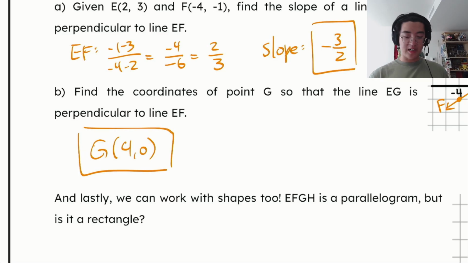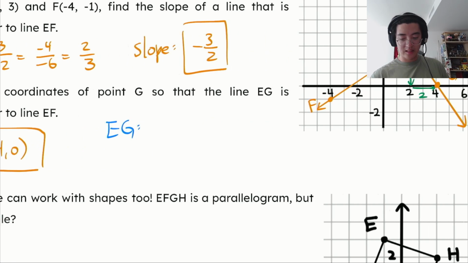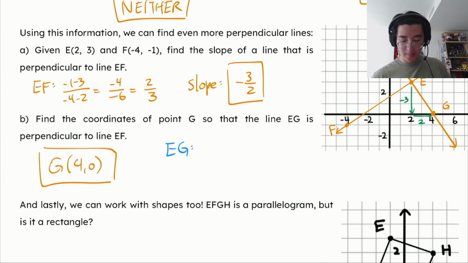We can always double check the slope. For this new line EG, the slope is the y of G, which is 0, minus the y of E, which is 3, over the x of G, which is 4, minus the x of E, which is 2. That's -3 over 2. So that checks out.